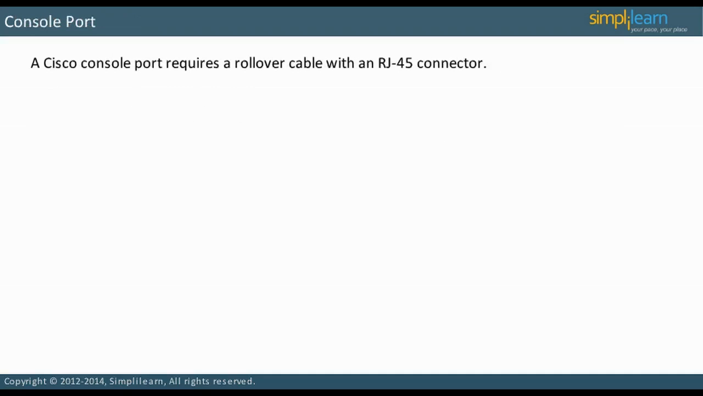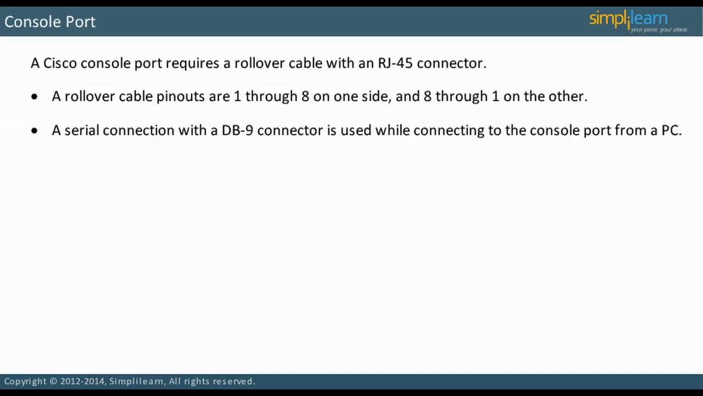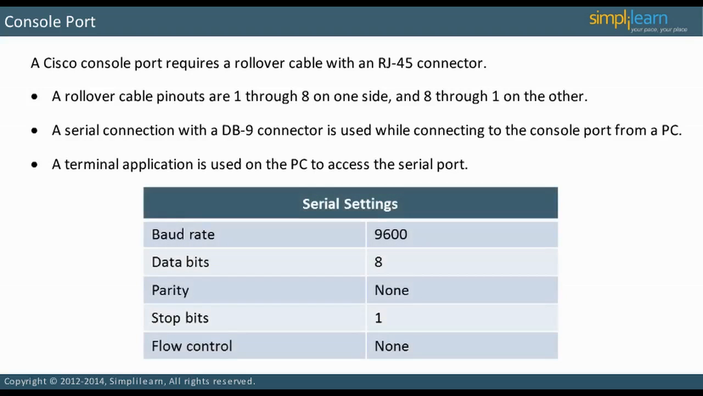A Cisco console port requires a rollover cable with an RJ45 connector. A rollover cable's pinouts are 1 through 8 on one side and 8 through 1 on the other. To connect to the console port from a PC, a serial connection with a DB9 connector is used. To access the serial port, use a terminal application on the PC. The serial settings are displayed on screen. Take some time to study it.